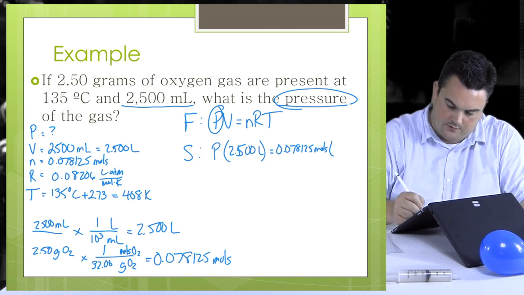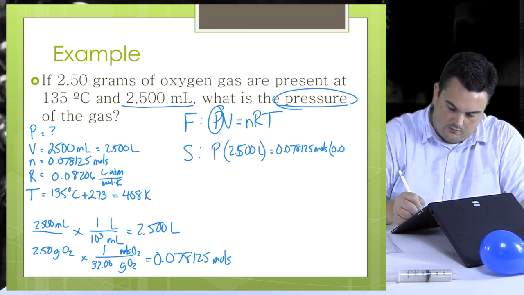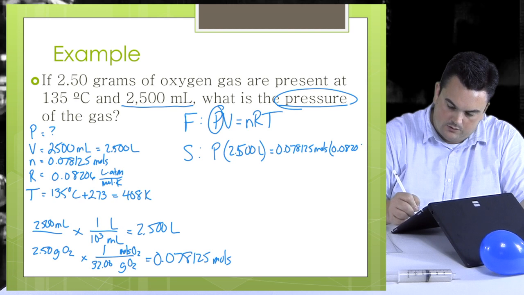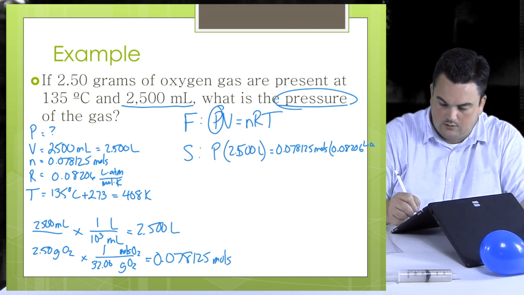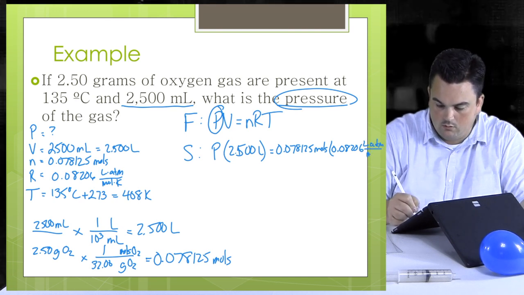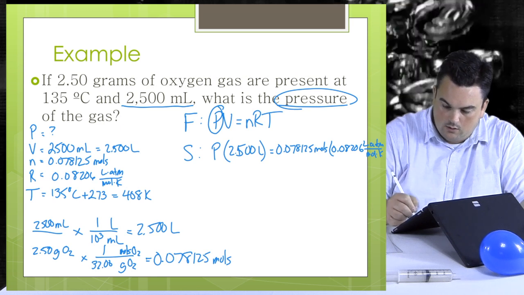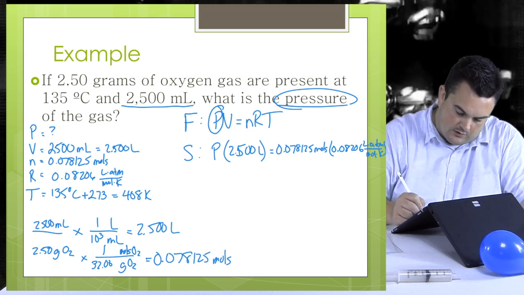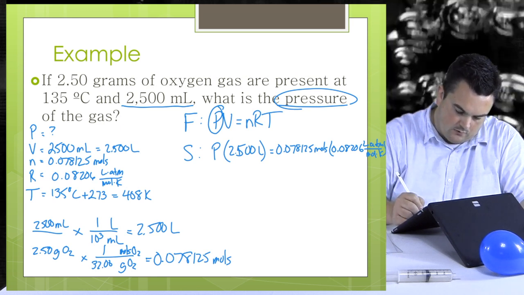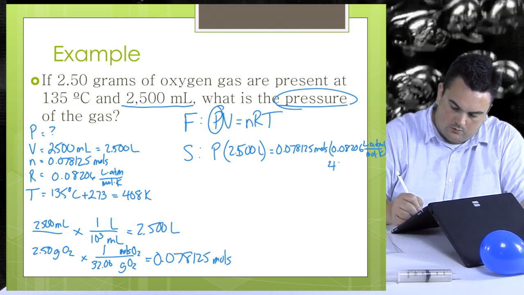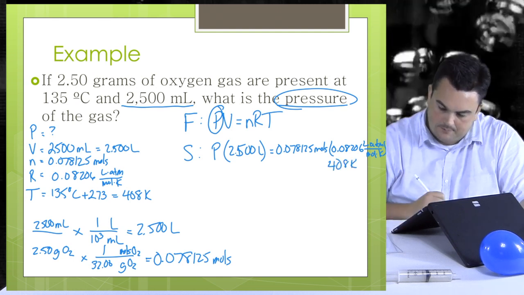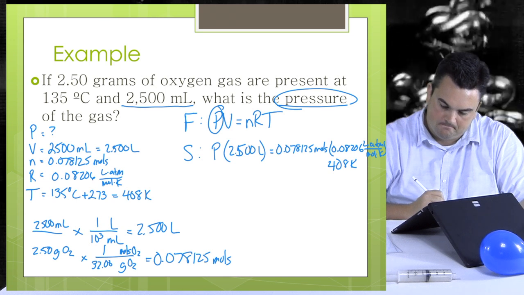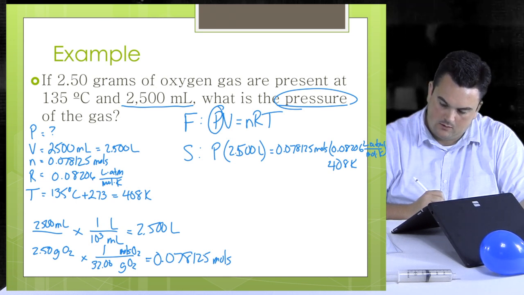Man, this is a lot of stuff. Sorry, we're running out of room. 0.08206, and that's latum over molk. One more value to fit. I'm going to put that just down here. Remember to multiply that, and it's the temperature, right? Yep. So 408 Kelvin. All right, so we're gonna multiply everything on the right. We're gonna divide by the 2.5 to get our final answer as a pressure.